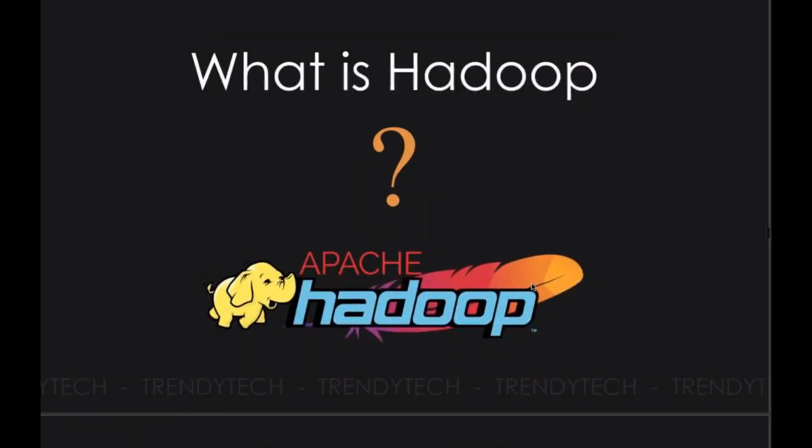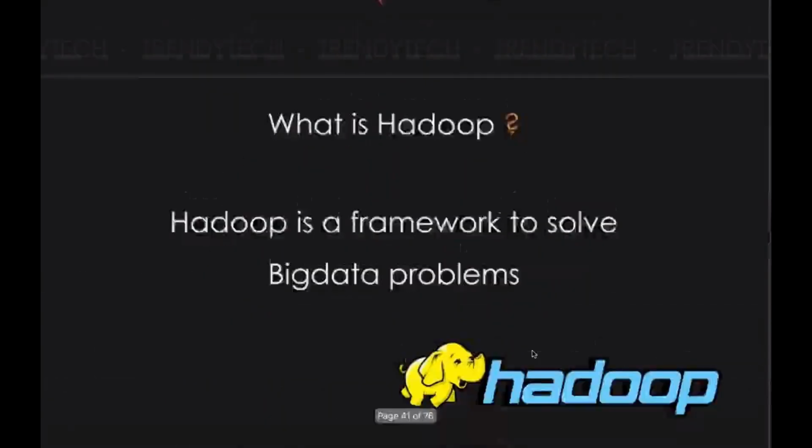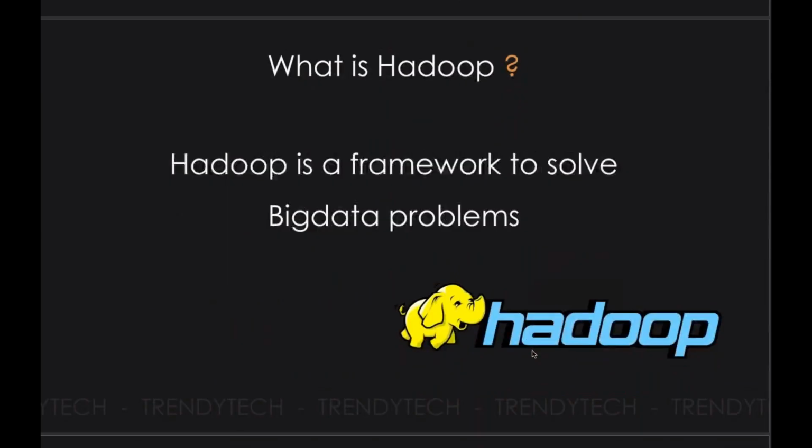So I hope you have understood what exactly a distributed architecture is. Now let's talk about what Hadoop is. Can you think of a one-liner definition of Hadoop? If you ask me, I will say Hadoop is a framework to solve big data problems. As simple as that. Hadoop is a framework to solve big data problems.